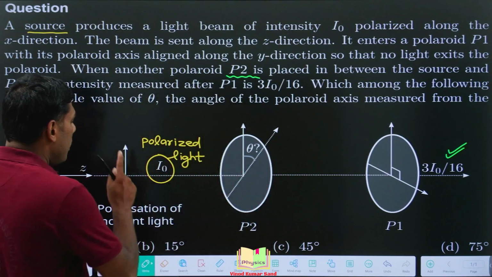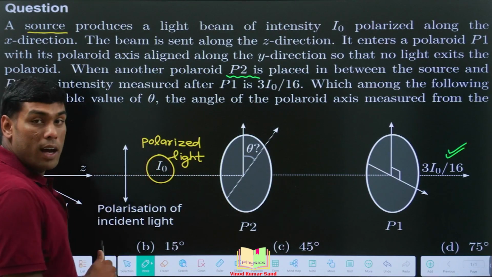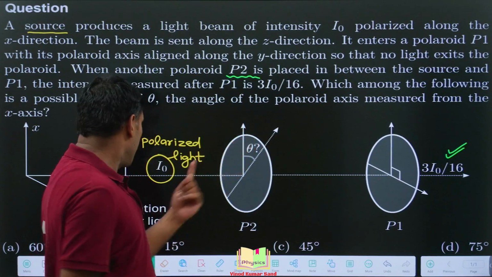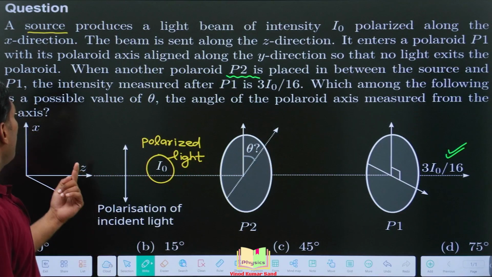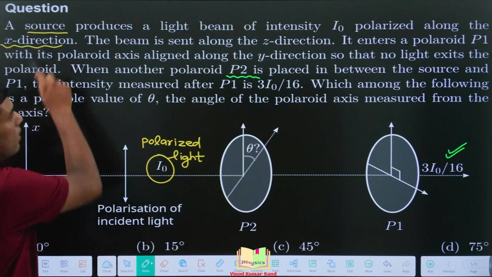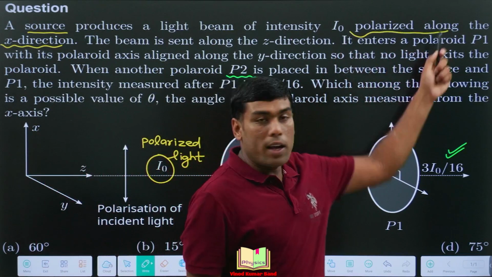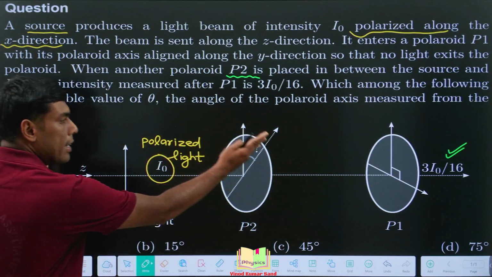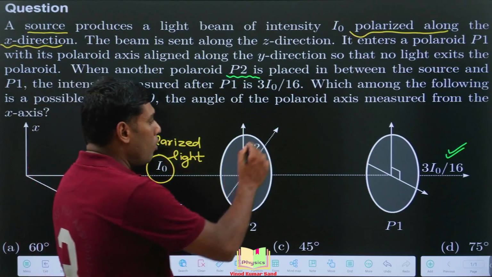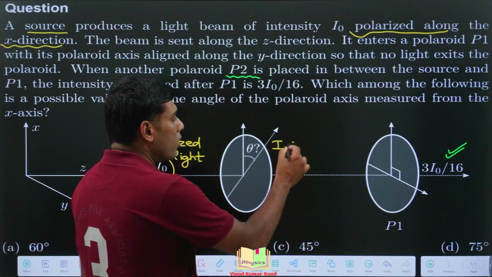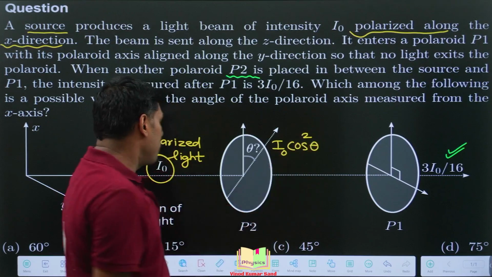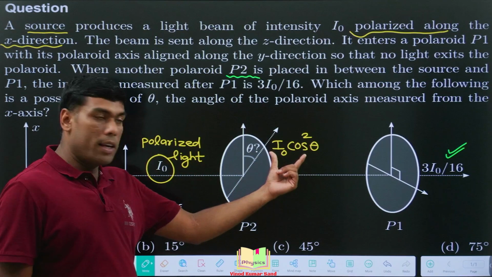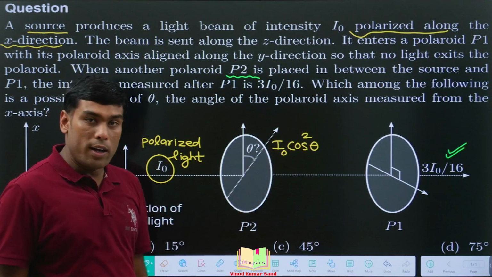Let us start. This light has the intensity I naught and the light is polarized along the x-axis. See it? The light's polarization is along the x-axis and this P2 is making angle theta with that x-axis. So according to Malus's law, what should be the output here? The input light has the intensity I naught, so the intensity here should be I naught cos square theta.